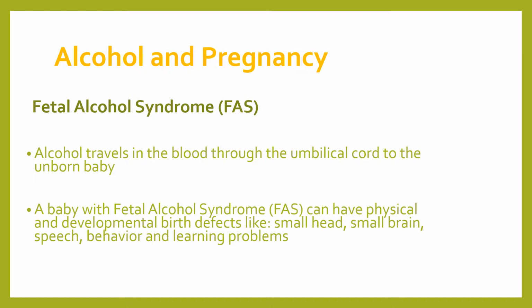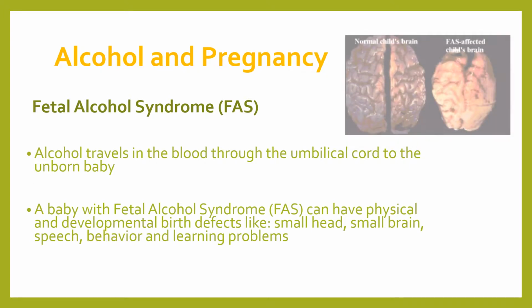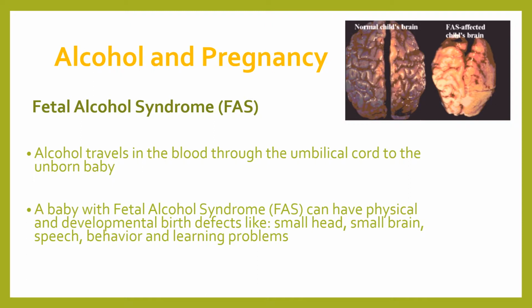A baby with fetal alcohol syndrome can have physical and developmental birth defects, like a small head, a small brain. As you can see in the picture, the one on the left is a normal child's brain. The one on the right was a baby with FAS. The brain is smaller, and the line that runs through the middle is very crooked on the FAS brain. And on the normal brain, it's very straight.